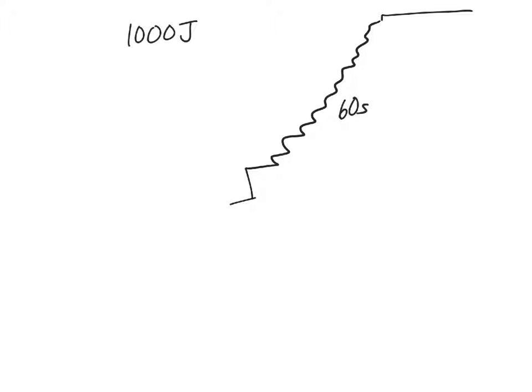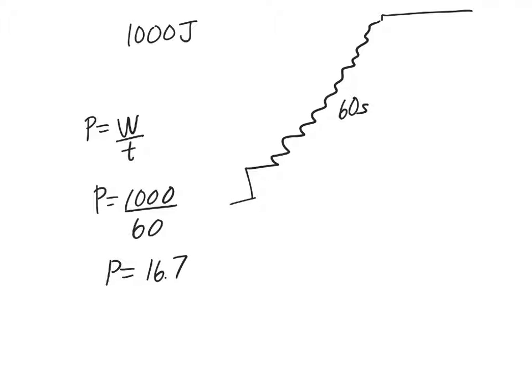So you would do power is equal to work divided by time. So power is equal to 1,000 divided by 60. So power is equal to 16.7 watts. Done. That's it.